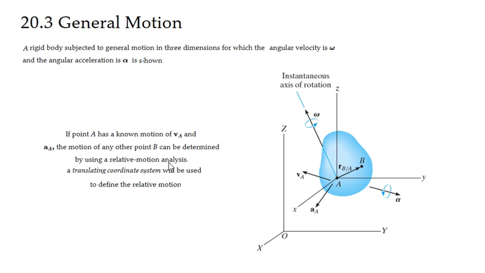We call it relative motion analysis. It's just a big name. Relative motion means you have two different motions going on. Translating coordinates, your XYZ, in order for us to be able to understand that relative motion.